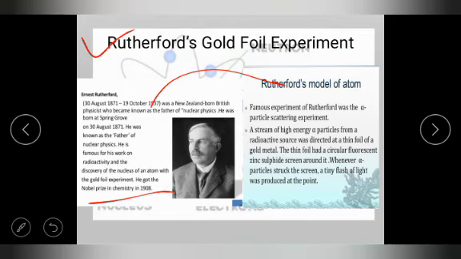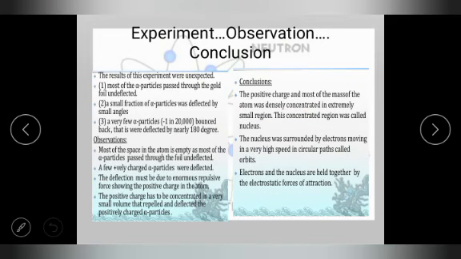Now, what is the gold foil experiment? His model of the atom is known from the alpha particle scattering experiment, the famous gold foil experiment. A stream of high energy alpha particles from a radioactive source was directed at a thin foil of gold metal. The thin foil had a circular fluorescent zinc sulfide screen. Whenever an alpha particle struck the screen, a tiny flash of light was produced at that point. So the experiment, the observation, and the conclusion, all these three we will do.